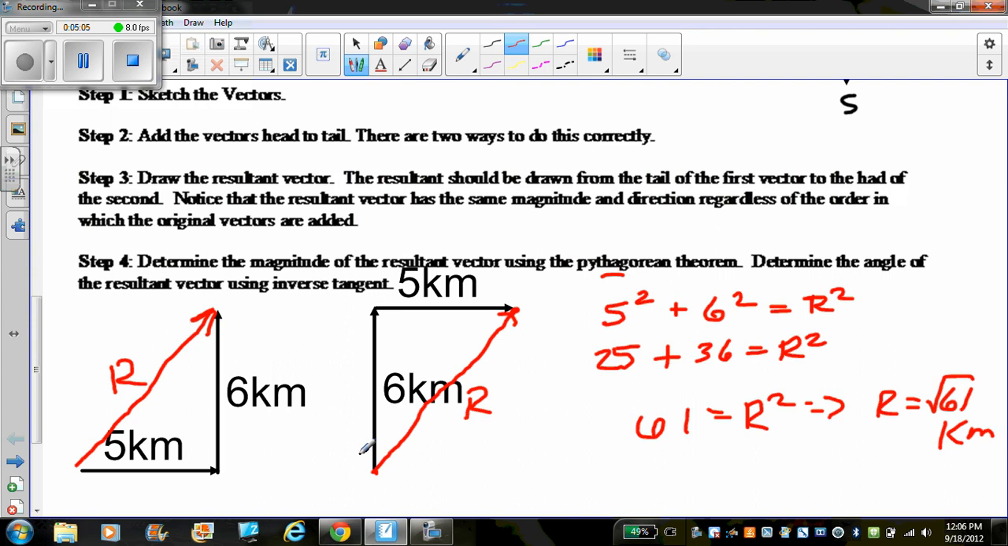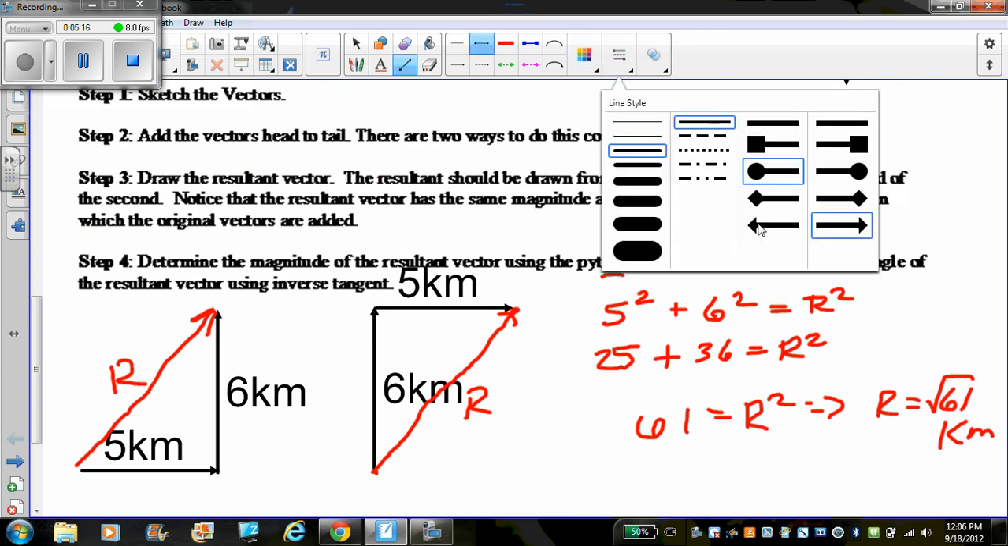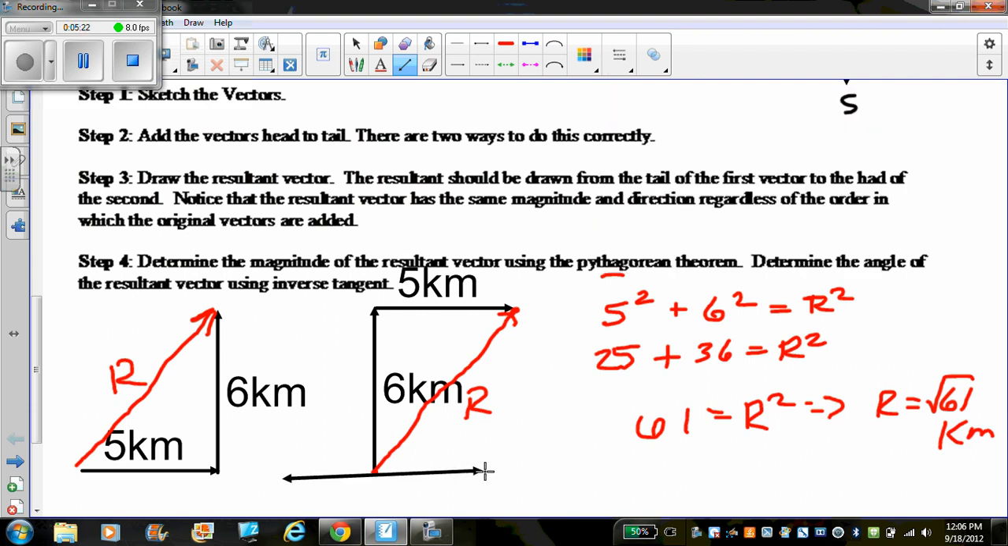Now the angle of the vector is measured on the coordinate plane. So I want to think about what a coordinate plane would look like, and I will draw one here. What if I were to take a coordinate plane and place it at the tail of my vector? There's my coordinate plane. I've got my 4 quadrants.